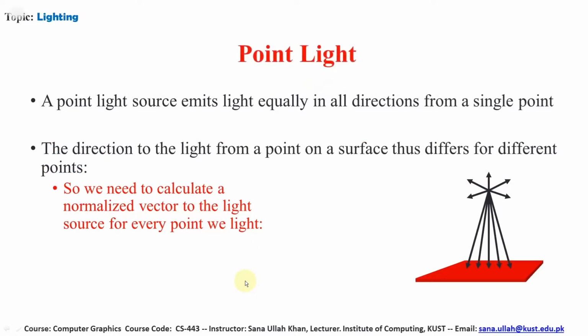A point light source emits light equally in all directions from a single point. So the direction to the light from a point on a surface differs from point to point. So we need to calculate a normalized vector to the light source for every point we light. So this is the object and this is the source of light. From this single point, light is emitted equally in all directions to the surface of the object.